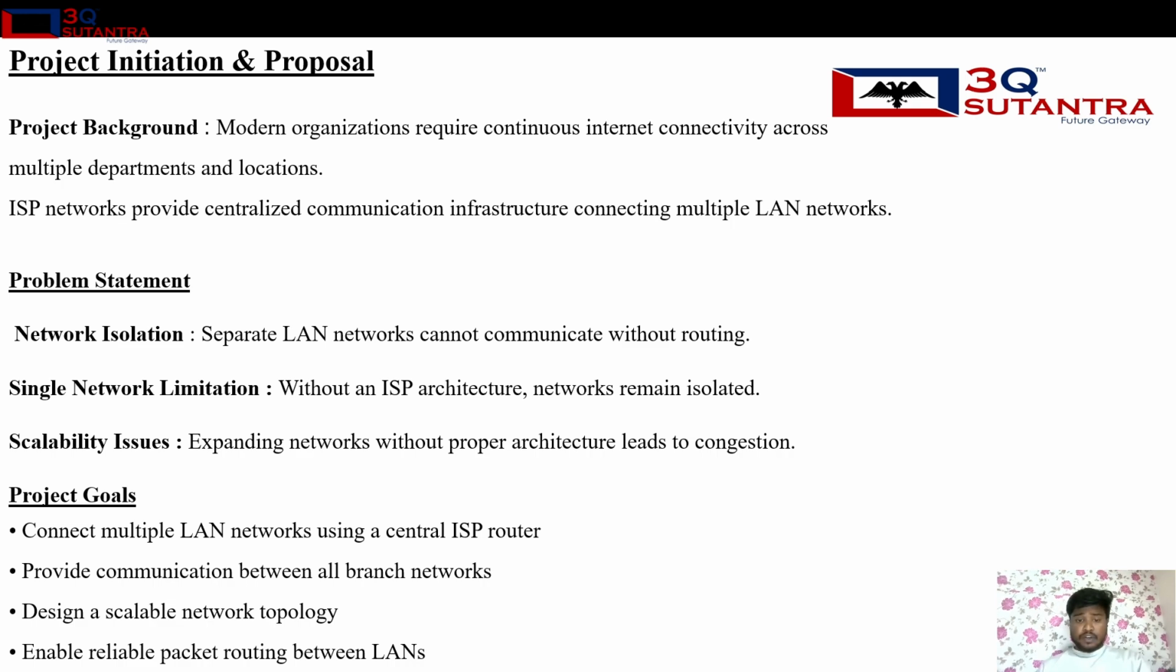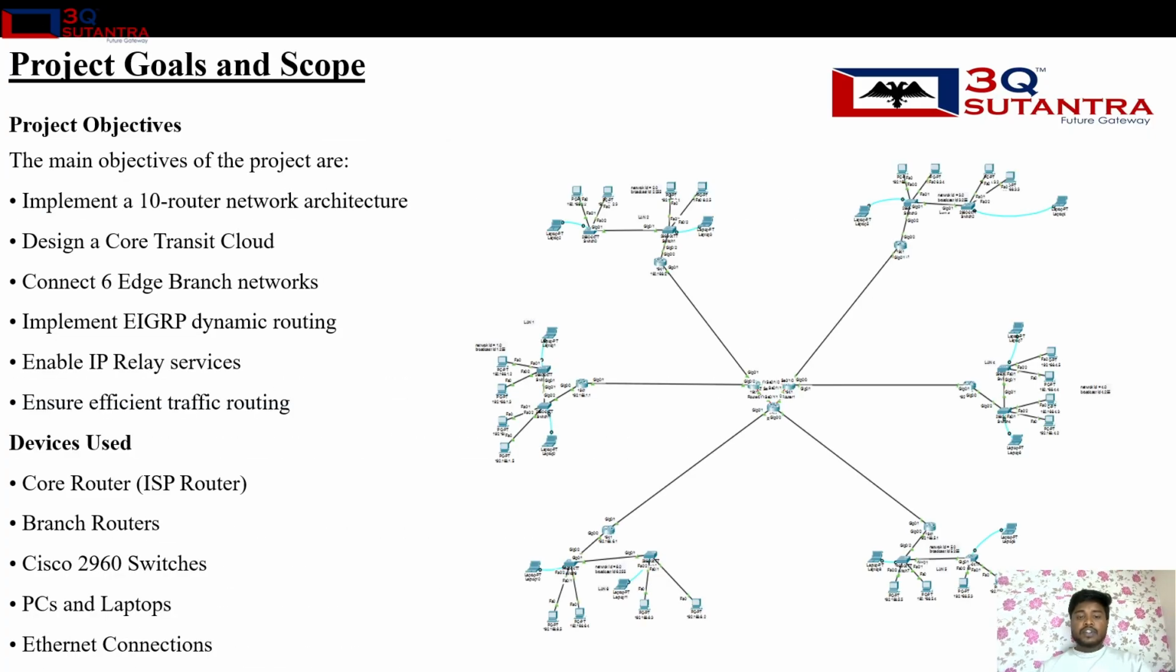Modern organizations need to be connected 24/7 across the different departments. Without an ISP structure, separate local networks are isolated. They can't see or talk to each other. A proper design prevents the network from getting slow or congested as it grows. The goal is to build a router system that handles traffic efficiently using dynamic routing.